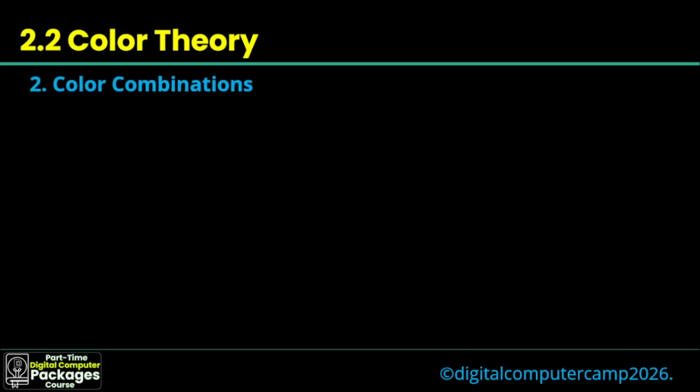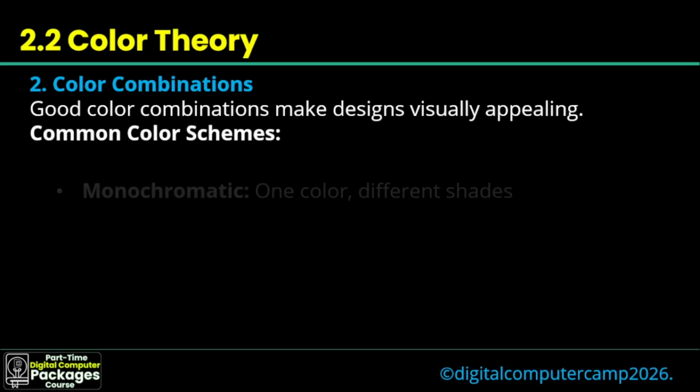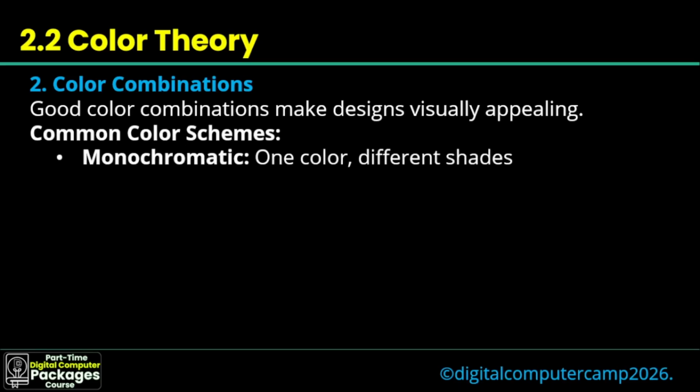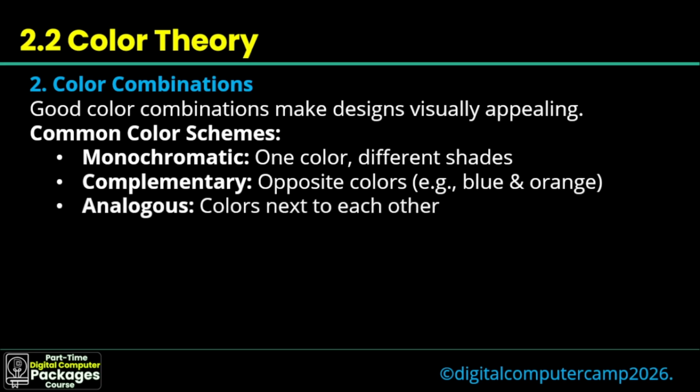Then we have the second type under color theory, called color combinations. Good color combinations make a design visually appealing. Common color schemes are monochromatic, which is one color in different shades; complementary, which is opposite colors, for example blue and orange; and analogous, which is colors next to each other. Those are types of color combinations. These are theoretical knowledge about graphic design.